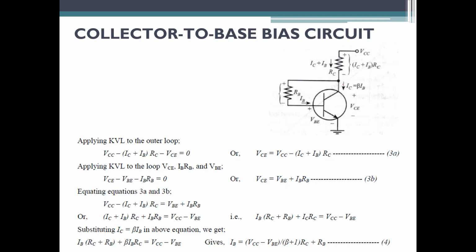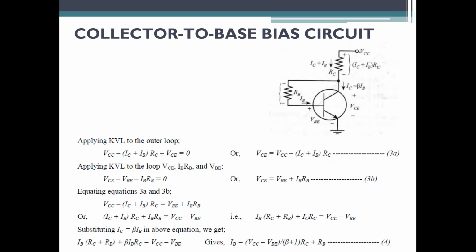You can see in the previous case, my resistance RB was directly connected to the voltage source VCC, but in the case of collector to base bias, the resistance RB is connected from the collector terminal to the base. So you have the same resistors RB and RC, but the way in which RB is connected is slightly different from the previous one.